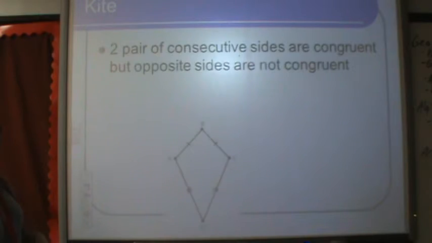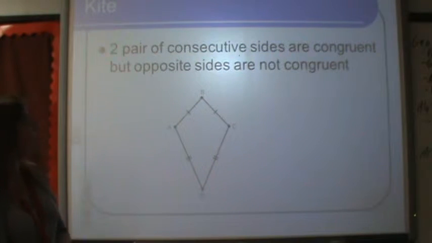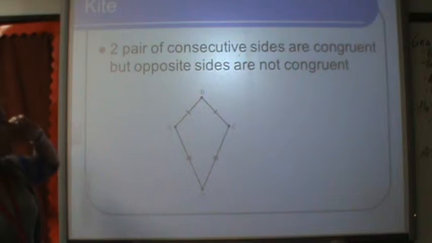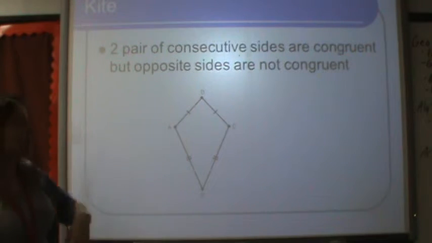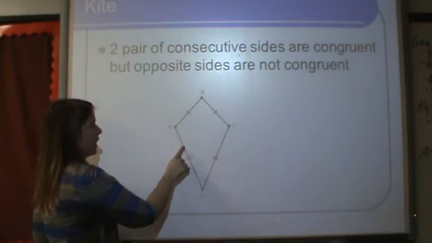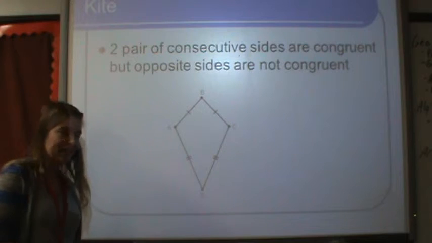Now let's talk about what is a kite. Yes, it does kind of look like one of the kites that you fly in the sky, but the definition of it is two pairs of consecutive sides are congruent, but opposite sides are not congruent. So I have the pair of sides here are congruent, and then these two sides are also congruent. That is your definition of a kite.